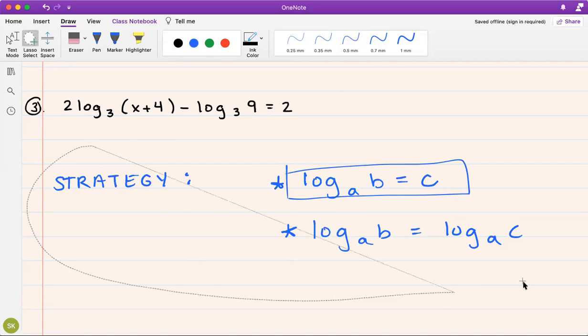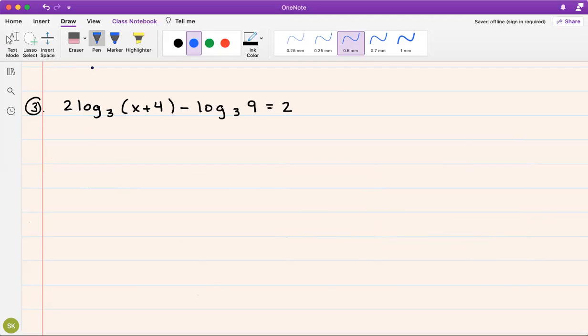Okay, so let's do that. Maybe pause the video and see if you can condense this, and then we'll go from there. After you condense it, unpause the video and see if we get the same answer. So this is log base 3 of x plus 4 squared minus log base 3 of 9 is equal to 2. You have a few options here.